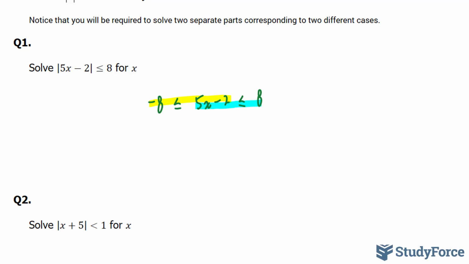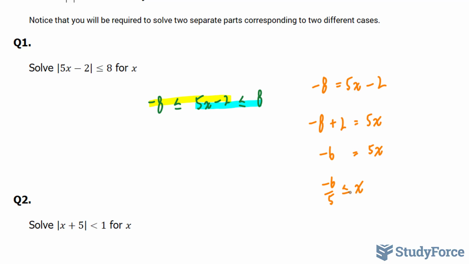We'll start with the yellows. Negative 8 is equal to 5x minus 2. And we're going to solve for x here, so we bring this 2 over. Negative 8 plus 2, 5x. The left side is equal to negative 6, and the right side is equal to 5x. We now divide both sides by 5, and we end up with negative 6 over 5 is equal to x, or in other words, negative 6 over 5 is less than or equal to x.